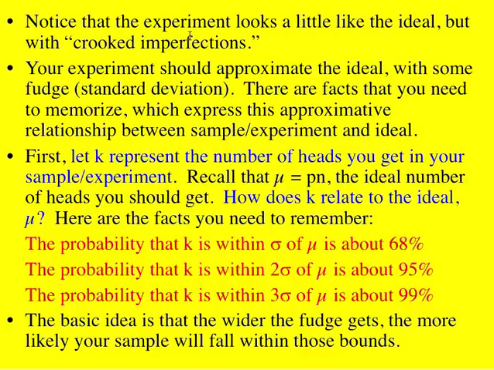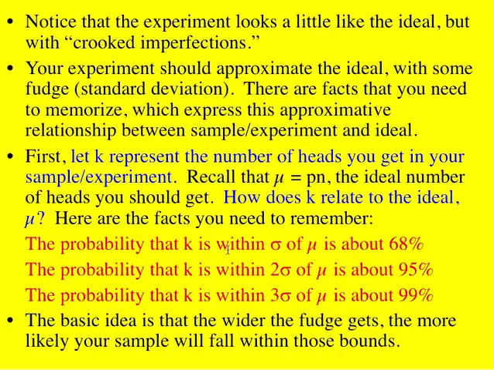If you notice once again that our experiment looks a little bit like the ideal, but with crooked imperfections, then the idea is that your sample relates somehow to that ideal bell curve. How does your K, your experimental result, relate to the ideal mu? K, remember, is our average number. The probability that K is within sigma of mu is 68%. The probability that K is within 2 sigma of mu is 95%, and the probability that K is within 3 sigma of mu is 99%. The basic idea is that the wider your fudge gets, the more likely your sample will fall within those bounds.